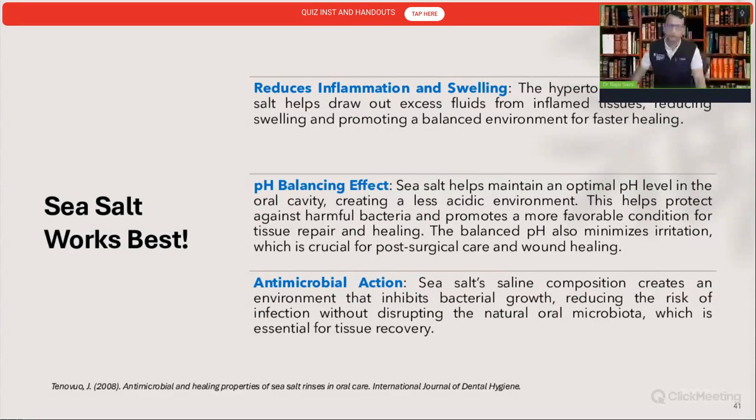Third important factor is it reduces the inflammation in general. Contrary to the alcohol-based and chemical-based oral care products that cause irritation and burning sensation and delay the healing process, the sea salt-based oral care products reduce inflammation and swelling because of the hypotonic nature of the sea salt, which draws the excessive fluids from the inflamed tissues, reducing swelling and promoting a well-balanced environment in the oral cavity. Also, they are naturally pH balanced.